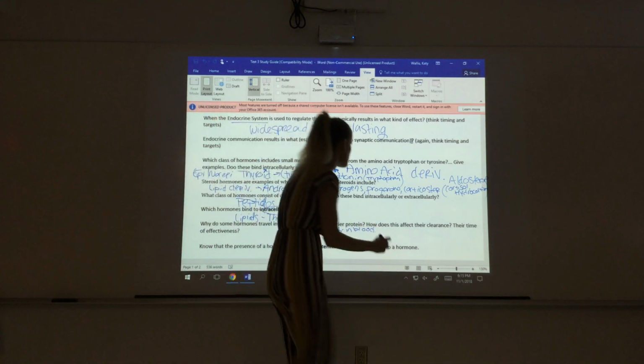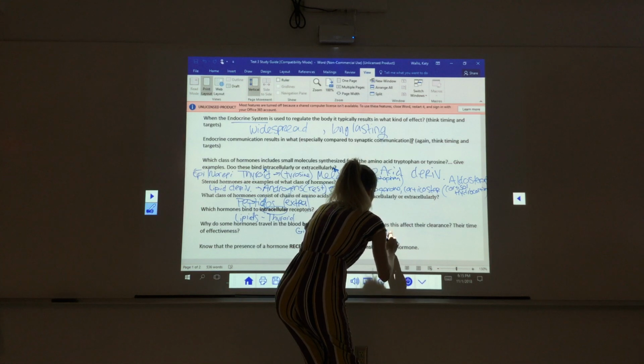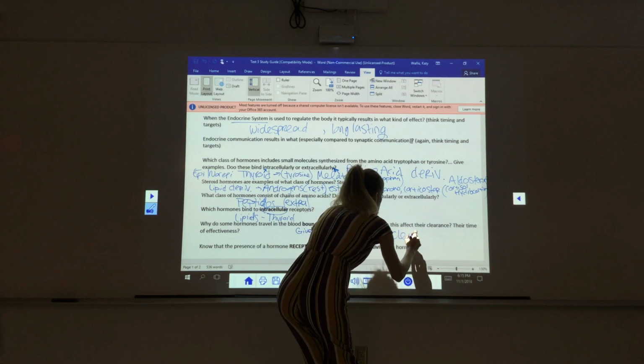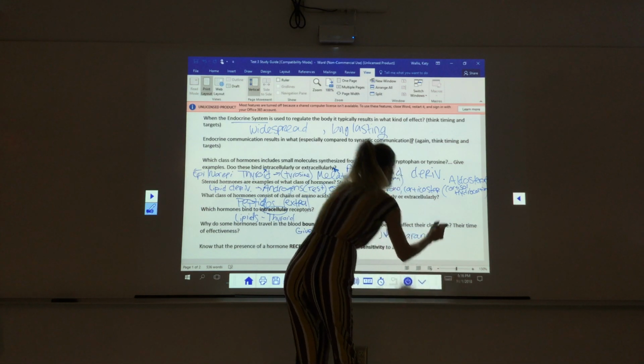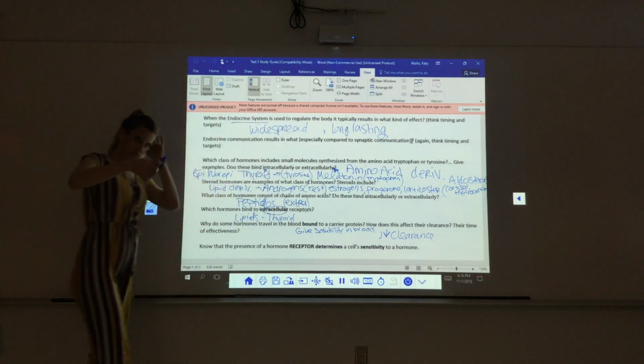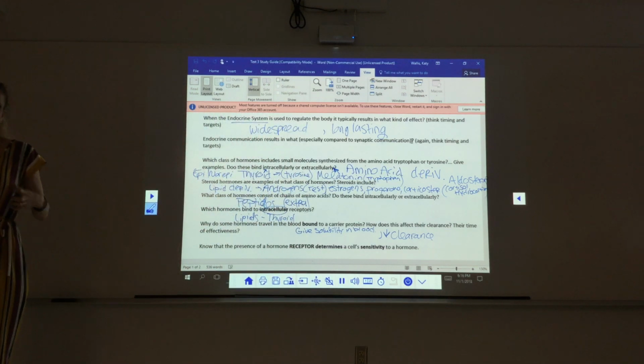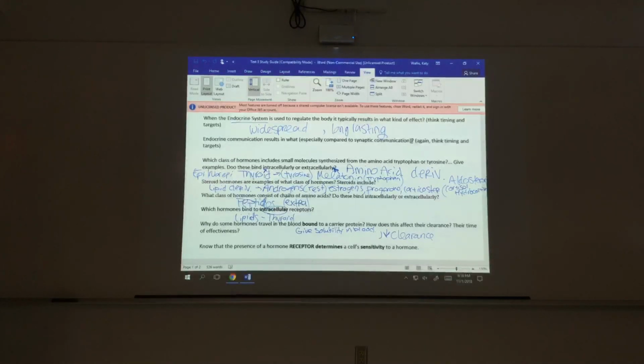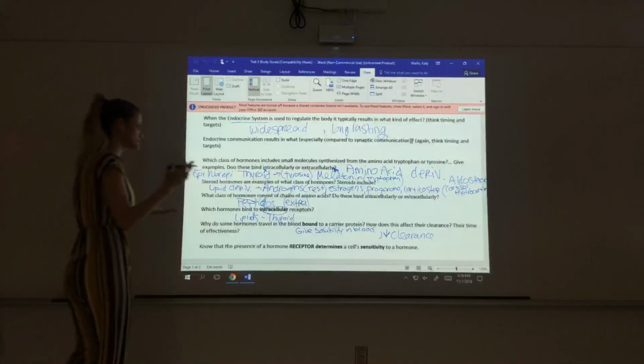What does this do to their clearance? What do you mean by clearance? Just the length that they exist in the body? Good. It prolongs or decreases their clearance. It lengthens the amount of time that it takes to clear them, so they remain in the body for a long period of time. Remember, the kidneys won't filter them out when they're bound. The kidneys filter based on size. So when we add a huge carrier protein, they're big and they don't get filtered out of the kidneys.